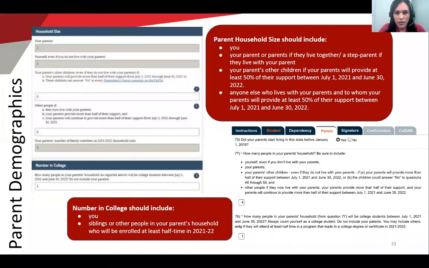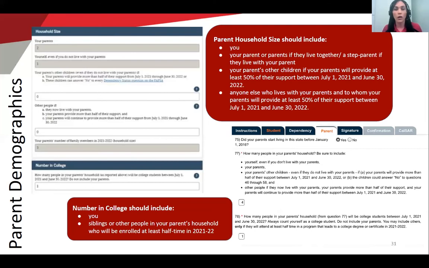The next set of questions is related to the household size information and the number in college. When answering the household size question, it will include you, your parents, a stepparent if they live with your parents, your parents' other children if your parents provide at least 50% of their support between July 1st, 2021 and June 30th, 2022, or anyone else who lives within your parents' household to whom your parent provides at least 50% of their support, again, between July 1st, 2021 and June 30th, 2022.